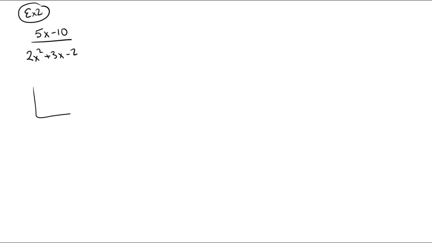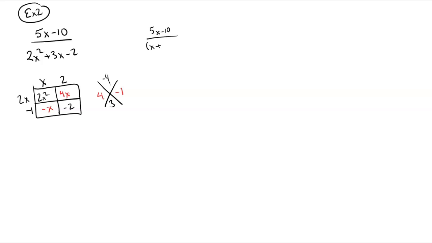So that is going to factor using my area model. So 2x squared goes in one corner, negative 2, negative 4 and 3. My two numbers happen to be 4 and negative 1. So this becomes 4x and negative x. I'm going to put a 2x here, and this will just be an x, negative 1, positive 2. So this becomes 5x minus 10 all over x plus 2, 2x minus 1.